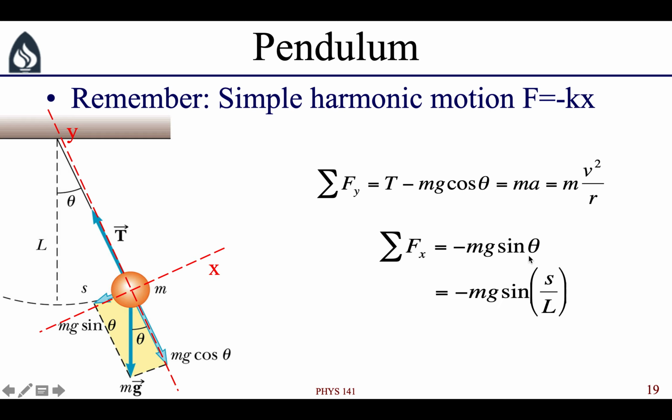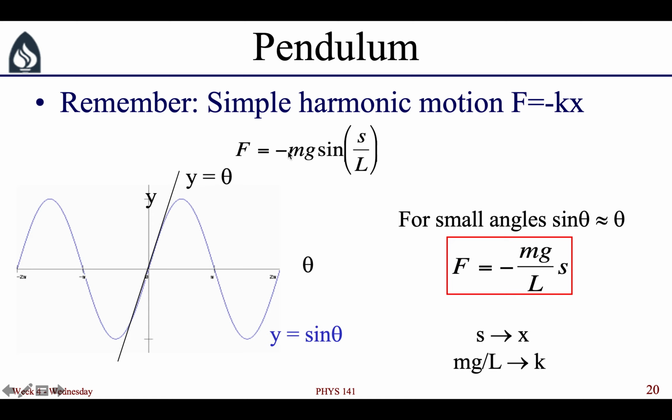So this theta can be rewritten because this is an angle theta, and we know that an angle in radians is equal to the path length along the circle divided by the radius of the circle. So that's the same as S over L, where S is the displacement from the equilibrium along the circle, and L is the length of the pendulum string.